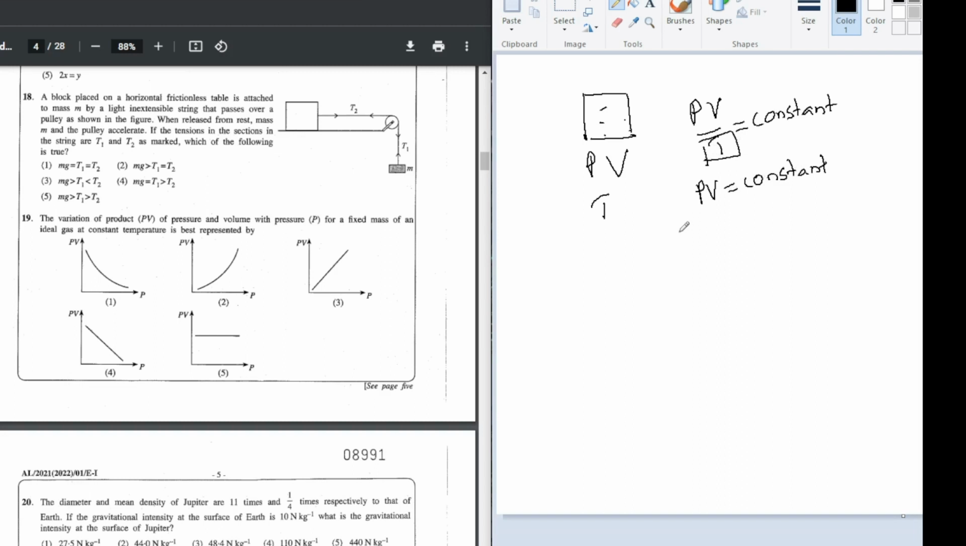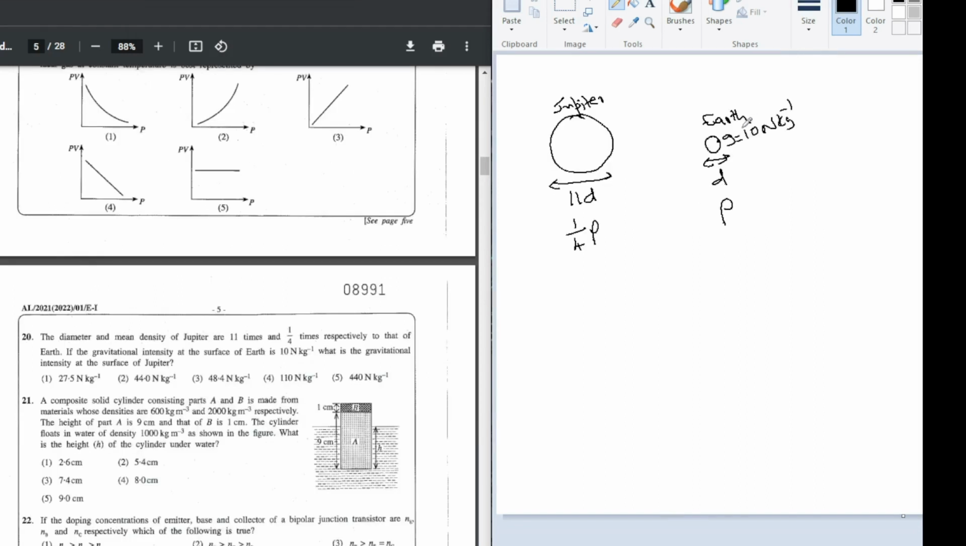And if P increases, then V decreases to make the product constant. Even though the pressure P increases, volume adjusts to keep the product PV constant. So even though P is increasing, PV is constant. Answer 5.